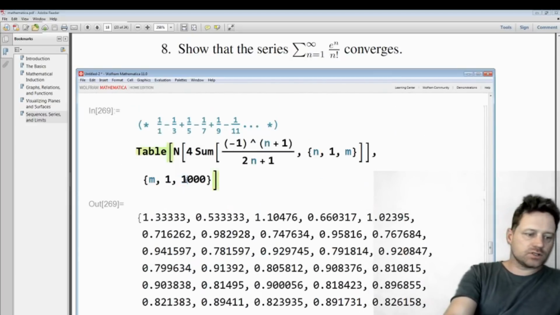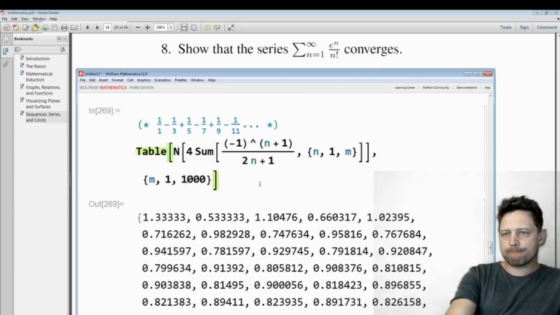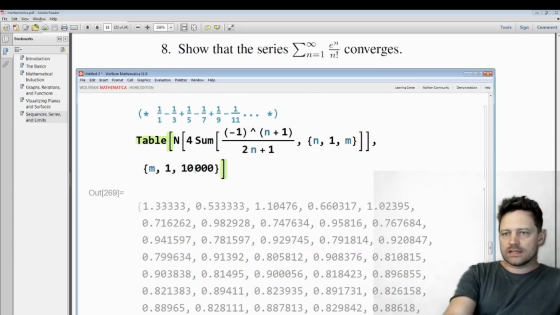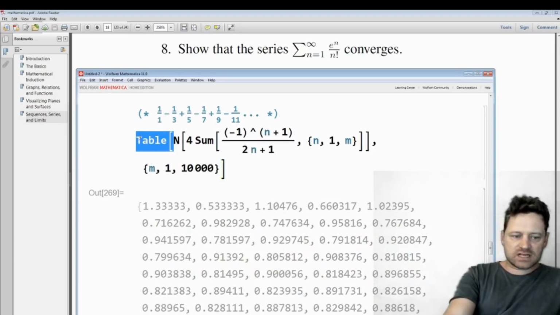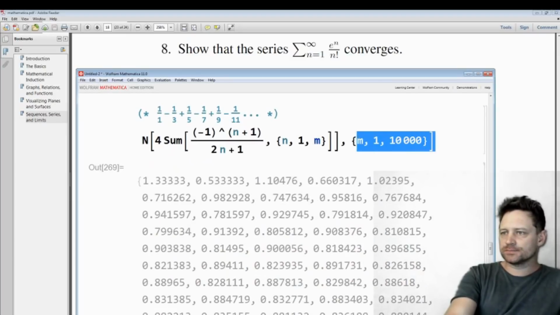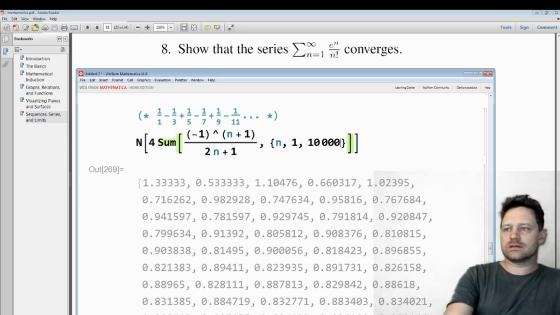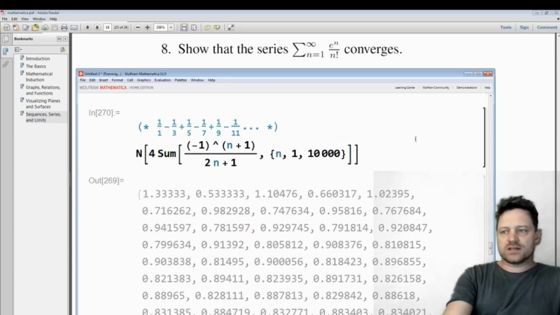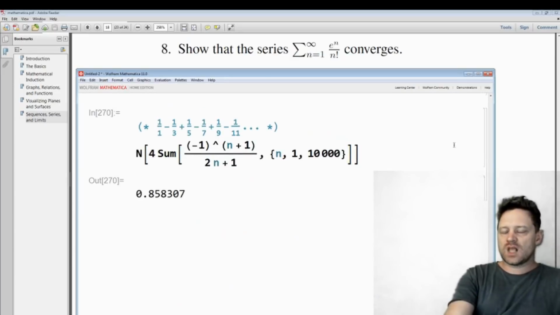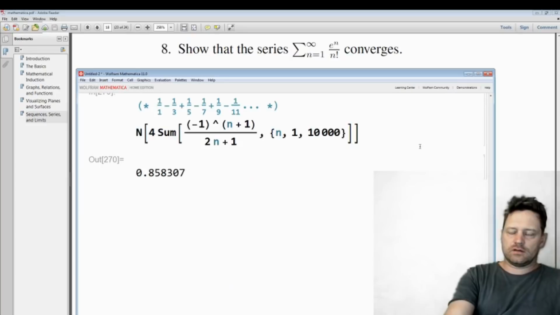Okay, so let's go to 10,000. All right, and rather than tabulate it, let's just get rid of the tabling to speed this up a bit. And we'll go change the M to 10,000. Just shift enter. 0.85. Did I get this wrong? Possibly.